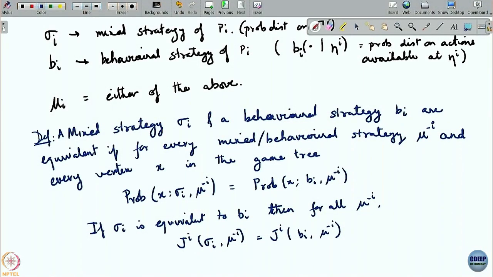Right. Now this is equivalence between strategies of one player. If you have equivalence between the strategies of all players, then this is true for every player. Every player will be able to switch between behavioral and mixed.